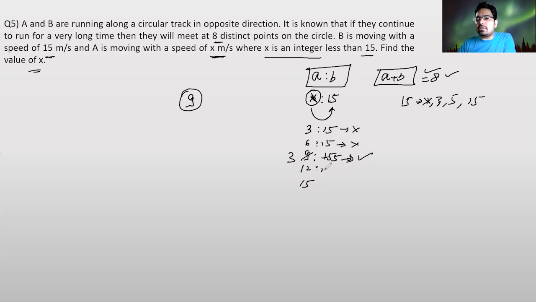Let's check if there are any other values. So 3 4s are 12 and 3 5s are 15. Of course, this is going beyond 8, and 15 is to 15 again is giving me 2 distinct points where they are meeting. So that is again not an acceptable value.